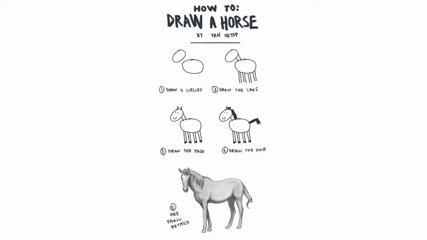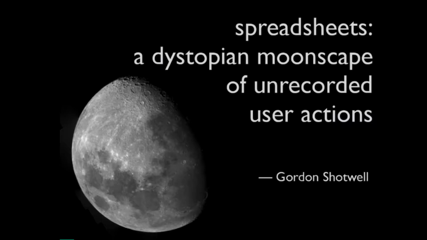And those proponents in the data science world like to compare spreadsheets to something very apocalyptic. Spreadsheets are a dystopian moonscape of unrecorded user actions, right? It sounds absolutely horrible. But the idea here is that when you're working with a spreadsheet program like Excel, there are numerous data analysis steps that you're taking that are just not recorded because you're pressing a button or because you're dragging something. And it's not your fault, it's the program's fault for letting you do things to your data that you're not going to be able to retrace later.